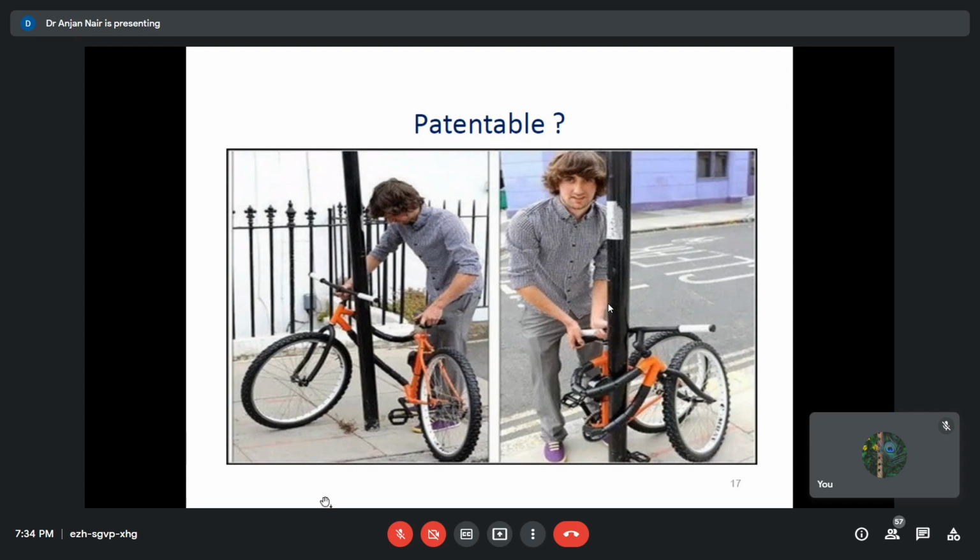You can see on the screen, this person has a bicycle, and he has folded this bicycle and locked it to a pole, or some electric post or telephone post. So can this be patented? Can one of you answer? Let it be right or wrong. I'll make it a little easier for you. Apply the principles: how do you know whether a thing can be patented or not?